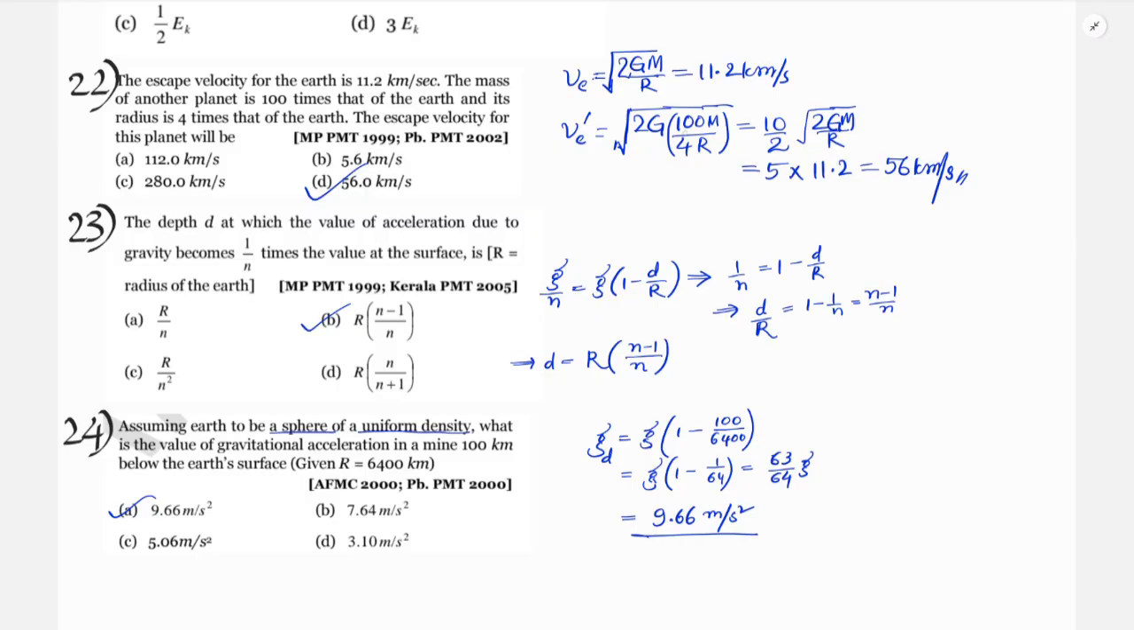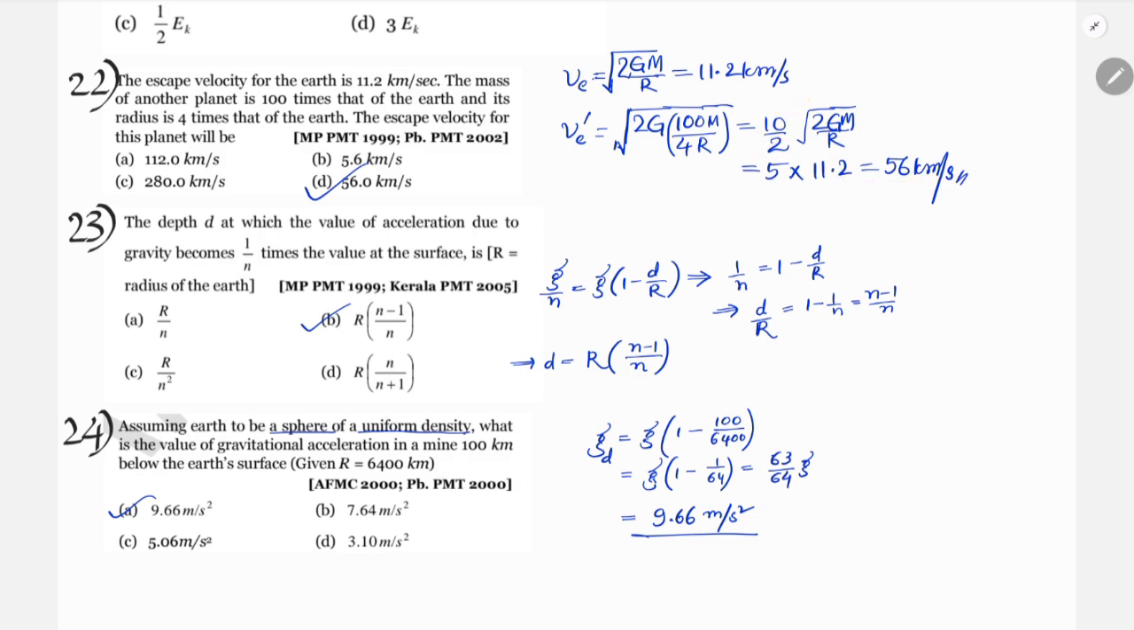From this you can simply get root of 100 by 4, that is 10 by 2. Now the remaining thing is again 11.2 kilometers per second. Now this is 5 times, so 5 times 11.2 is equal to 56 kilometers per second.